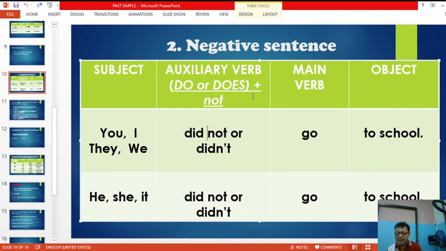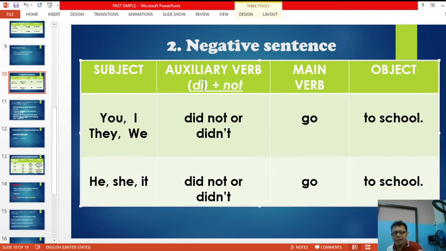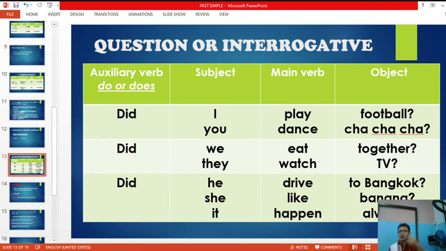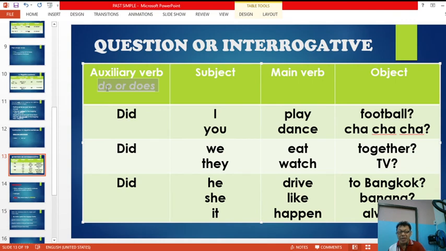Okay? See, this is plus. Auxiliary, oh sorry, this is not auxiliary. So, did. Okay? That's auxiliary. Not is not an auxiliary verb. Not is just a word to make the sentence negative. Okay? So I hope you understand that. Okay, so here, when we make a question, let's go back to question, okay? When we make a question or interrogative sentence, all you have to do is to use the auxiliary verb did. Okay, hold on, this one, because I just copy and paste. That's a problem. Okay, so that's the auxiliary verb did.